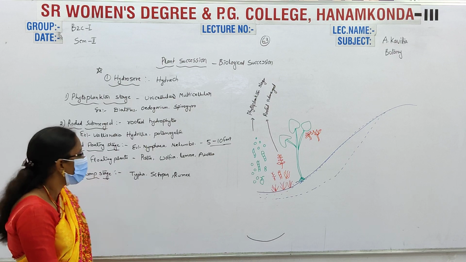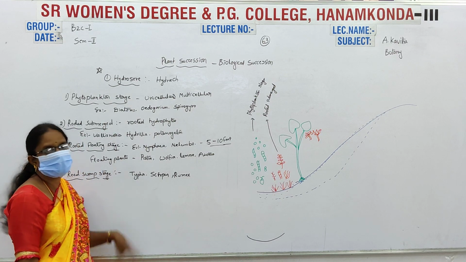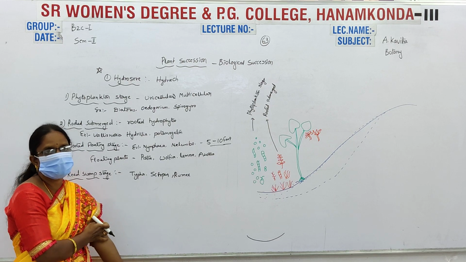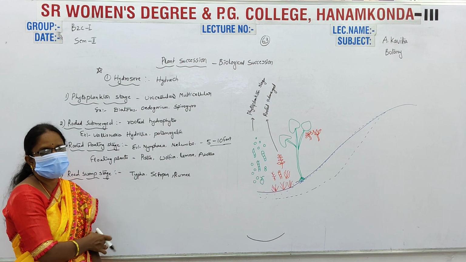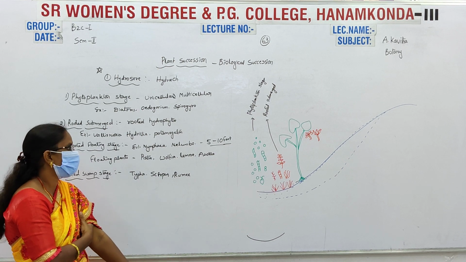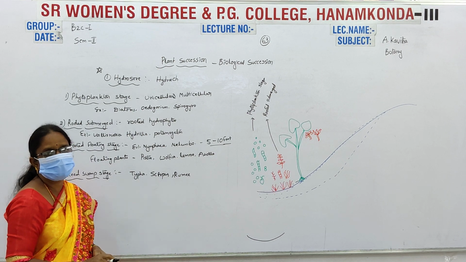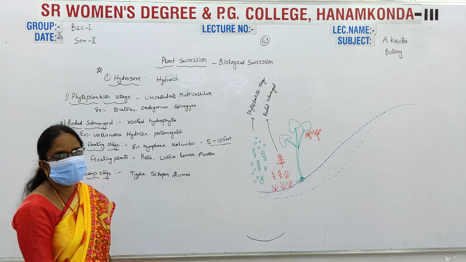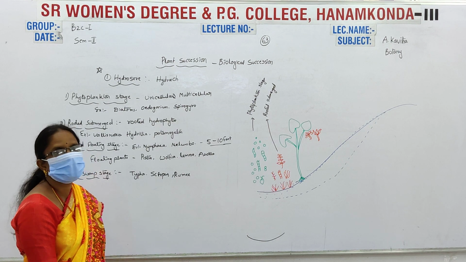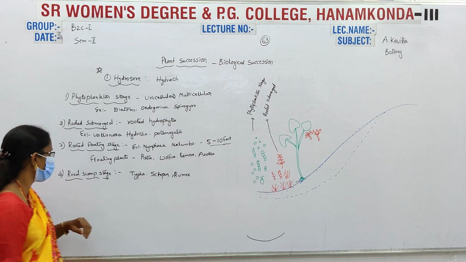And other floating plants are also present in the pond ecosystem. For example, Pistia, Eichhornia, Wolffia, Lemna, Azolla. These are the examples of the floating plants.